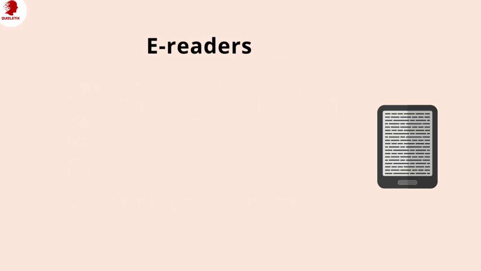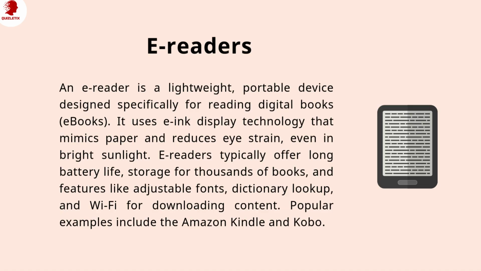E-readers. An e-reader is a lightweight, portable device designed specifically for reading digital books, or e-books. It uses e-ink display technology that mimics paper and reduces eye strain, even in bright sunlight. E-readers typically offer long battery life, storage for thousands of books, and features like adjustable fonts, dictionary lookup, and Wi-Fi for downloading content. Popular examples include the Amazon Kindle and Kobo.